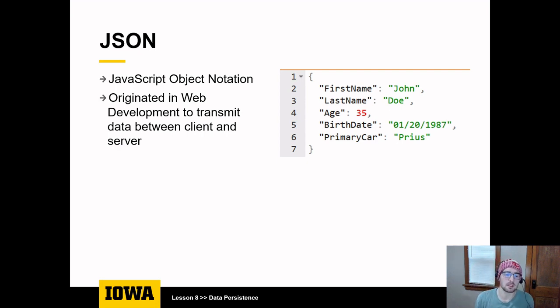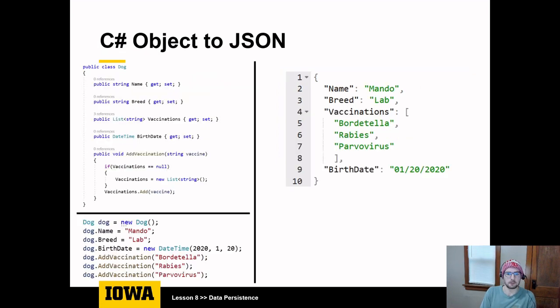Okay, so this is how it looks. This is an example, and hopefully it reads pretty intuitively. You have some properties. So first name's John. Last name's Doe. Age is 35. This is his birth date, and this is his primary car, right? So it should read intuitively, and you don't need to know how to write this for our course, but you should be able to read it and understand what data is there.